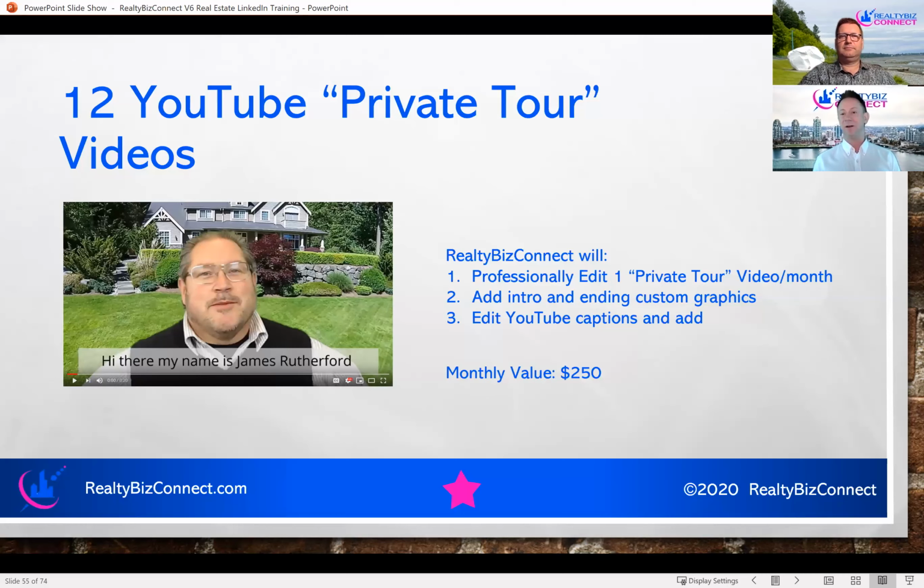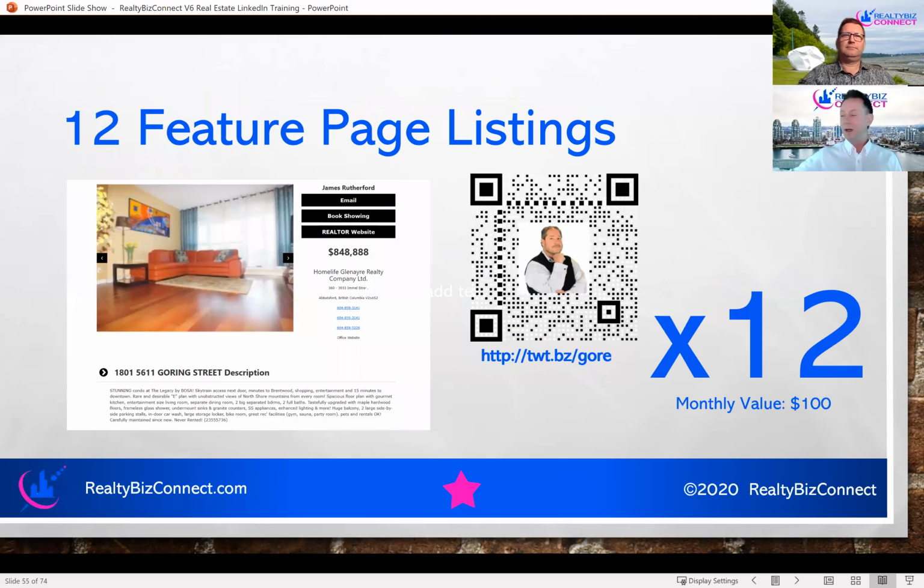It's not heavy. You don't need a drone flying across False Creek. You don't need any of that. You just need you on camera, holding your camera the right way, making it interesting, saying the right things, and showing off the property. Right, which leads to having 12 feature page listings.